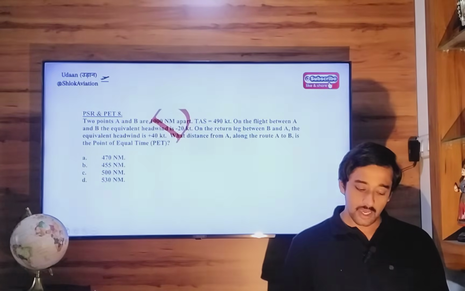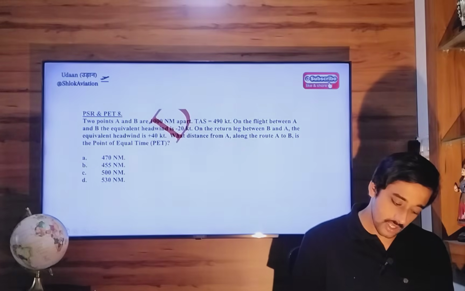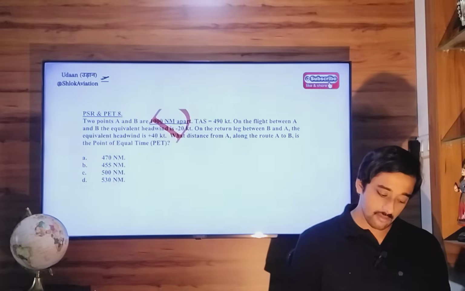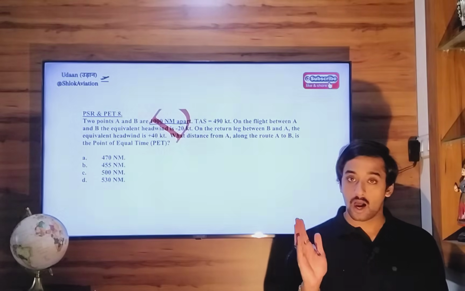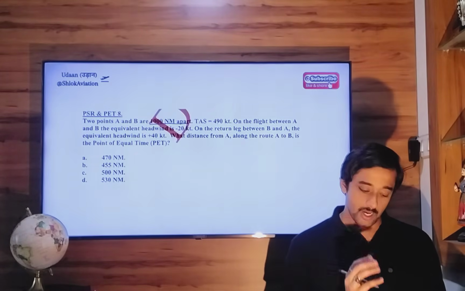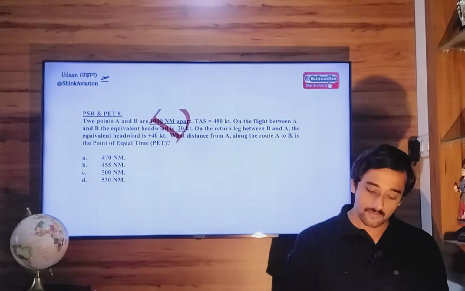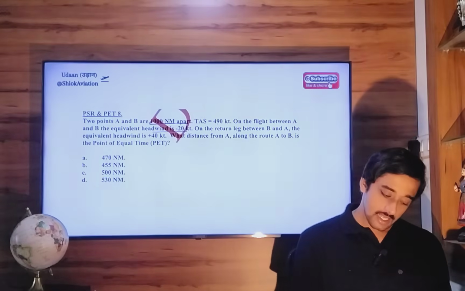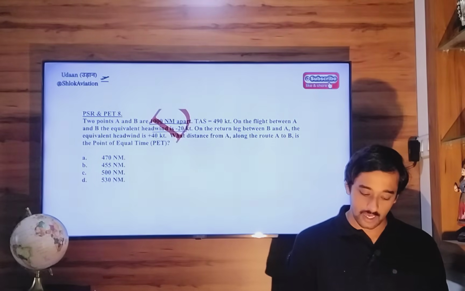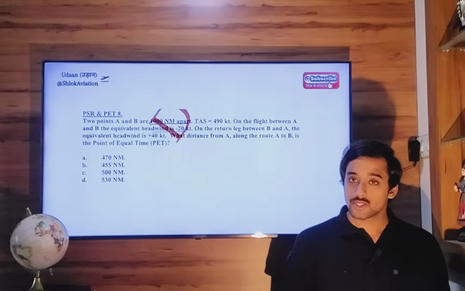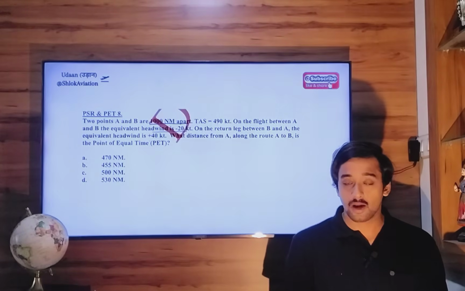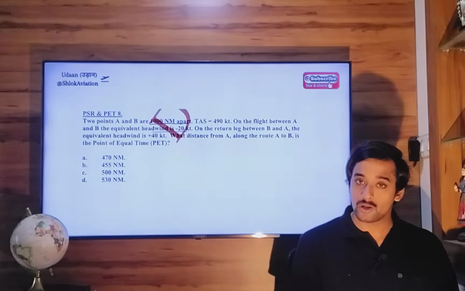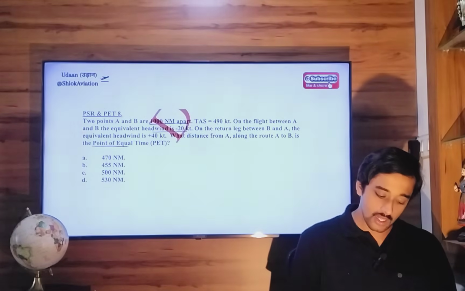Two points A and B, departure and destination, are 1000 nautical miles apart. TAS is 490 on flight between A and B. Okay, that is flying outbound from point A to point B. Headwind is minus 20. On the return leg, flying homebound from destination back to departure, the equivalent headwind is plus 40. Okay, so basically it's a tailwind coming back home. What distance from point A along the route is your point of equal time?